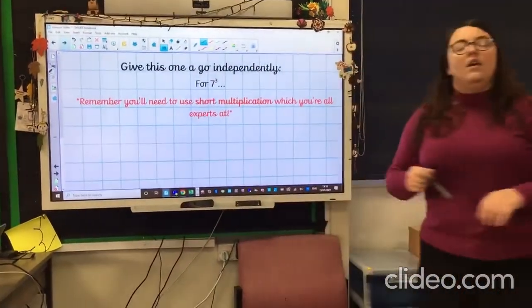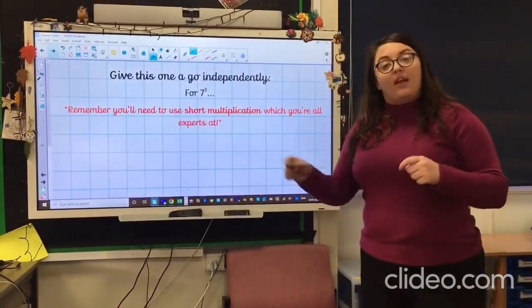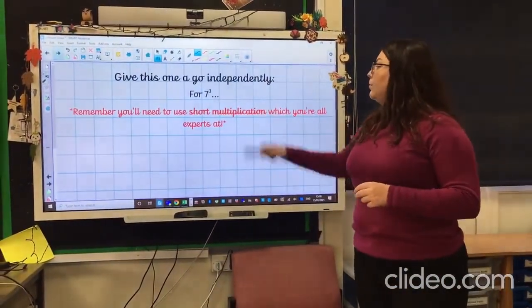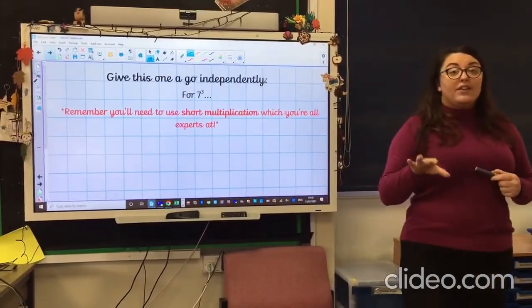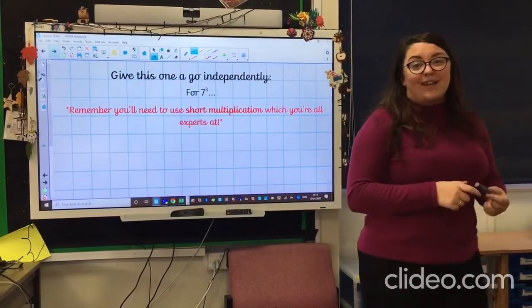Okay. Try and work out what 7 cubed is. Remember, for your second multiplication, you're probably going to have to use short multiplication. So pause the video, give it a go, and then we'll go through the answer. Okay, let's see how you got on.